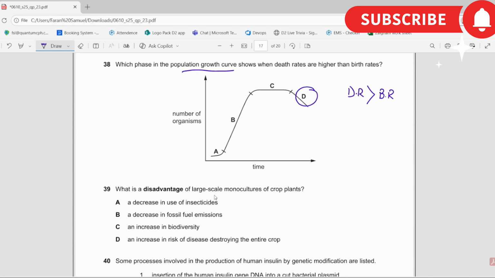What is the advantage of large scale monocultures of crop plants? Monocultures mean basically when you grow only one type of crop, or you rear only one type of animal. So what could be the disadvantage? Yes, exactly. It will increase the risk of disease.